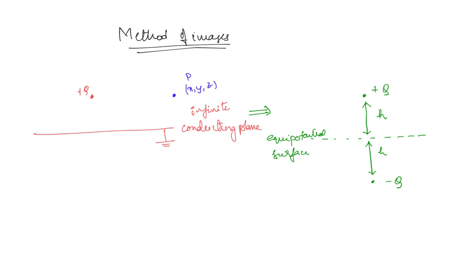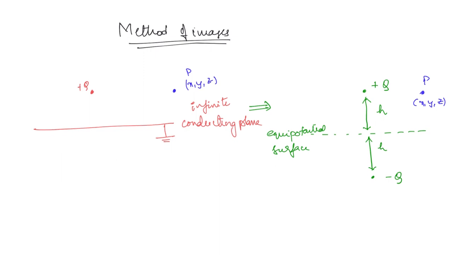So now there is an equipotential surface here and the charge plus Q is as it is, no change, but you keep a charge that is opposite in sign but of the same magnitude on the other side of the equipotential surface. Then, if there is the same point P, you can find out the electric field or potential due to just these two charges. This isn't just applicable to a point charge; here we took a point charge, but this is applicable to any charge configuration.